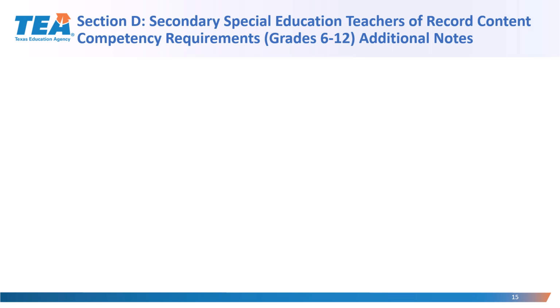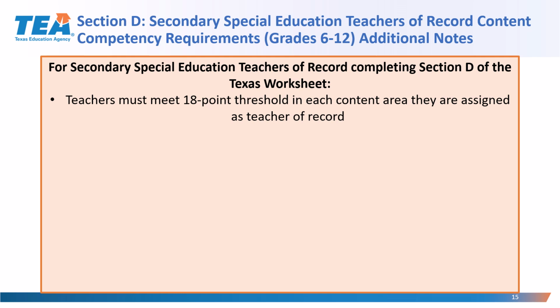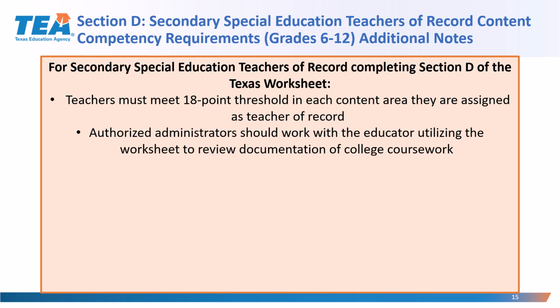Additional notes around Section D for secondary special education teachers of record. At the secondary level, special education teachers of record must meet the 18-point threshold in each content area they are assigned as teacher of record.